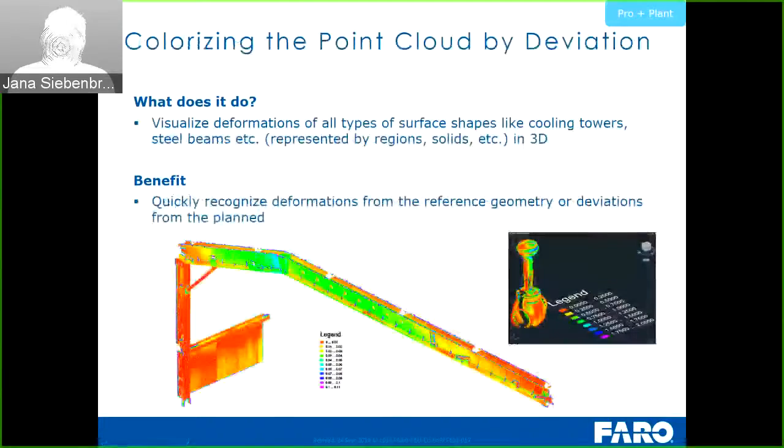So we have another tool added to PointSense Pro as well as PointSense Plant that helps you to visualize deformations and deviations of the point cloud from all types of different surface shapes, like cooling towers or steel beams or the valve we can see in the screenshot over here. And it shall help you to quickly recognize the deformations from the reference geometry or deviations from the plant or model design.